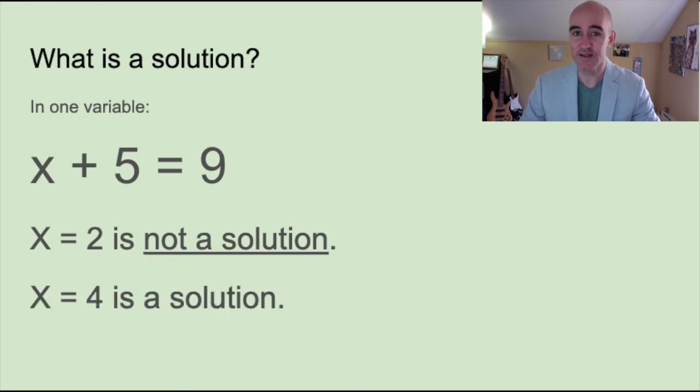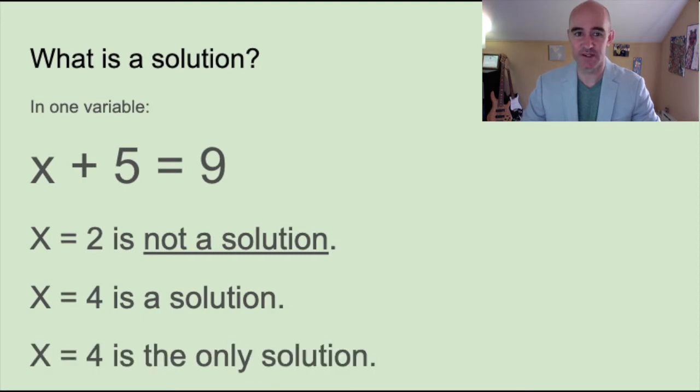x equals 4 is a solution because when x is equal to 4, the left side is 9 and the right side is 9. 9 equals 9 is a true statement. In fact, in this case, x equals 4 is the only solution. You might be thinking, of course it is, I already knew that. But it's important to know that sometimes there's more than one solution.